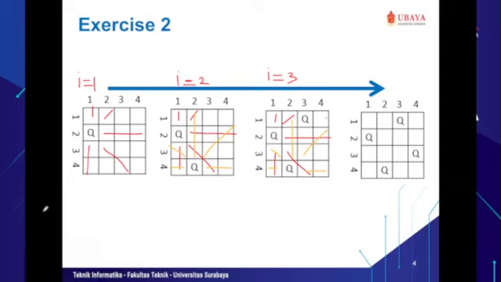And then, for our fourth queen, we only have one place that we can put it, over here at row 3, column 4. This happens when i equal to 4. So in this case, we have already found the solution for this 4 queen problem by using the backtracking mechanism.